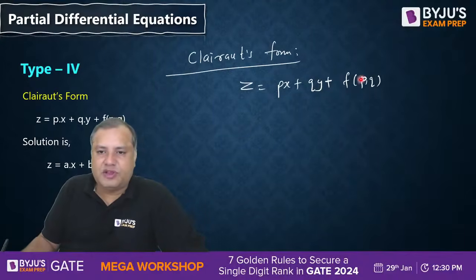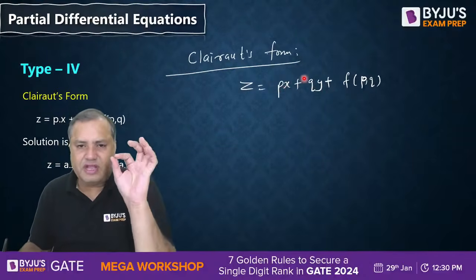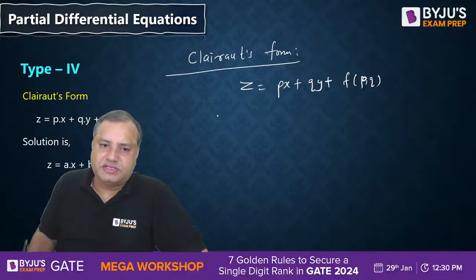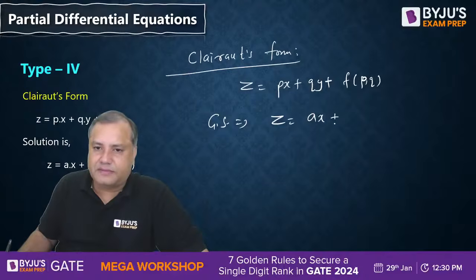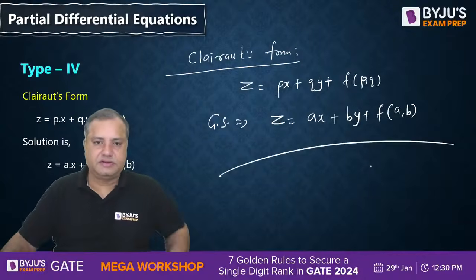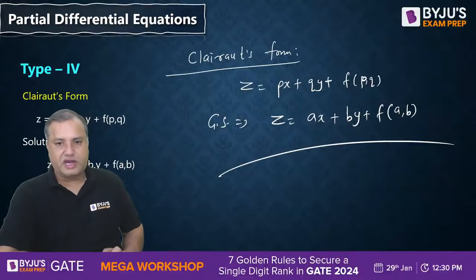And students, believe me, this is the simplest. If you just identify it within 1 second, you can write the solution. See its general solution. General solution is p is replaced by a, q is replaced by b, f of a comma b. That's it. This is Clairaut's form.